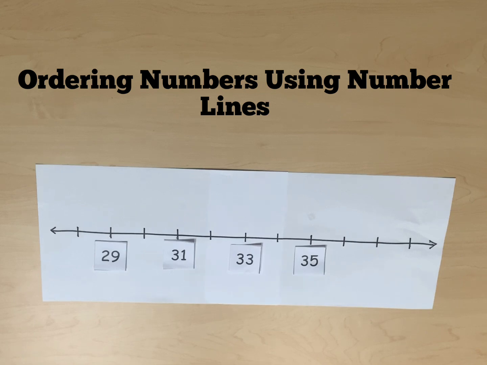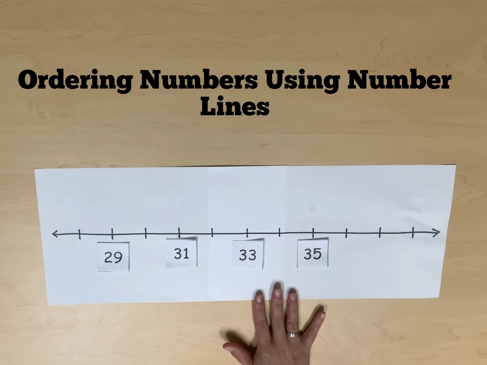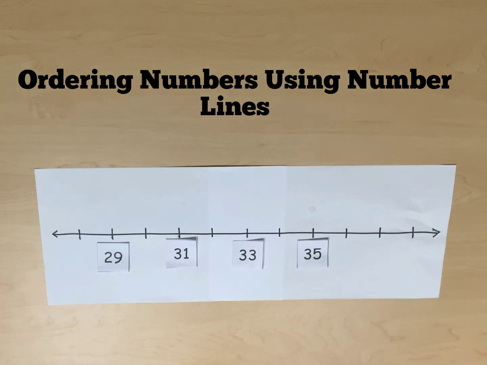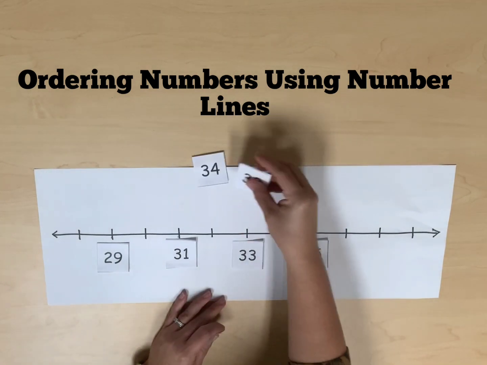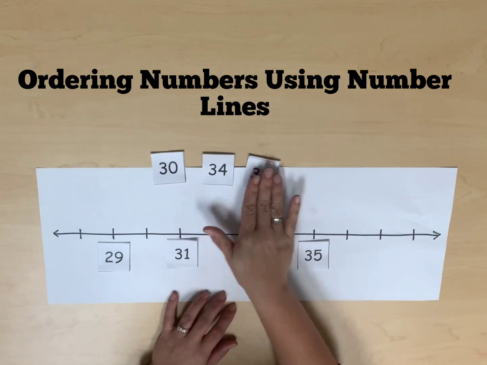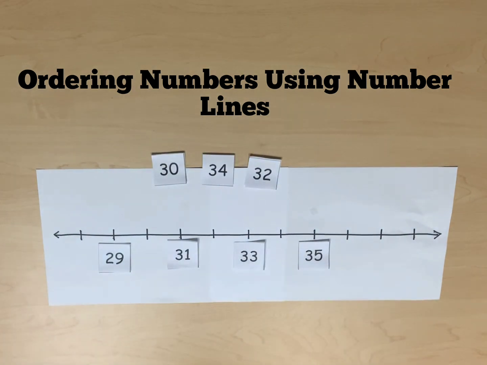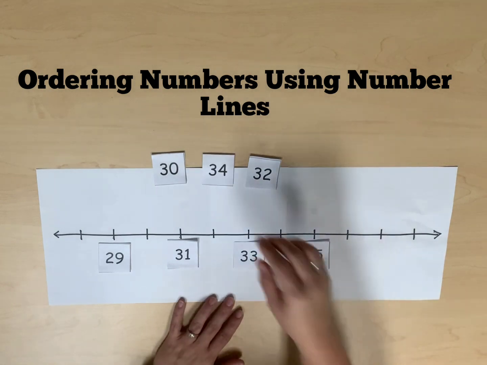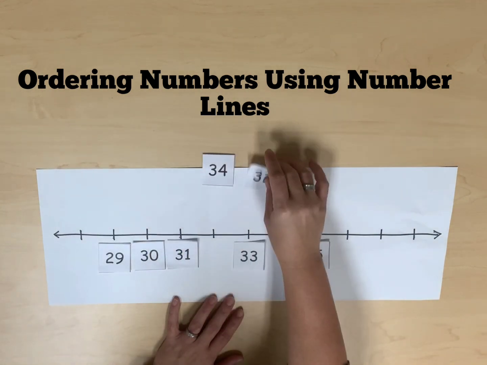This is the ordering numbers using number lines activity. This activity addresses 1.2F, order whole numbers using place value and open number lines. To start, present students with a number line such as this one. Show students 3 number cards. Ask students where they think the numbers should be placed on the number line. Model placing the numbers on the number line as shown.